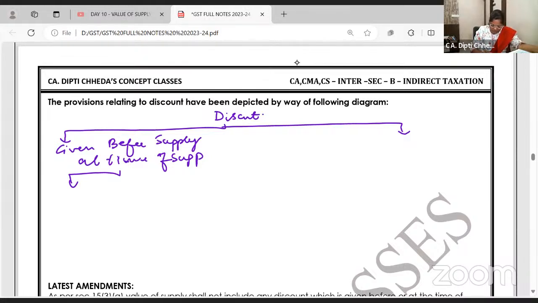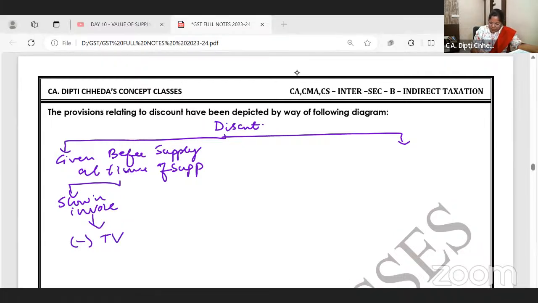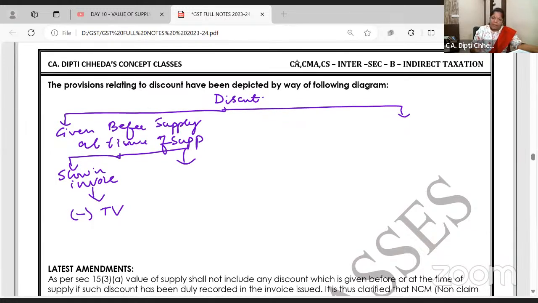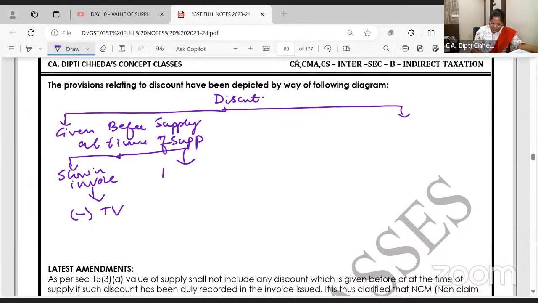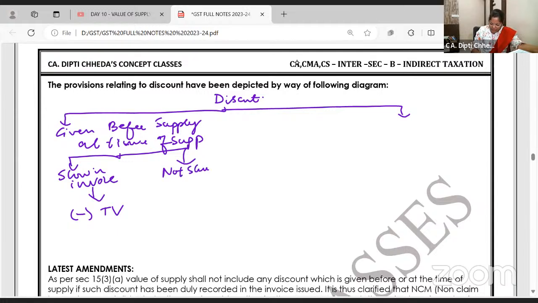If it is shown in invoice, invoice में बताया है तो minus करो from the transaction value. Not shown in invoice. Are you getting this concept? Kabhi kabhi the discount is decided, but it is not shown in invoice. Not deductible. How will you deduct if you don't know? How will you deduct it if it is not known?